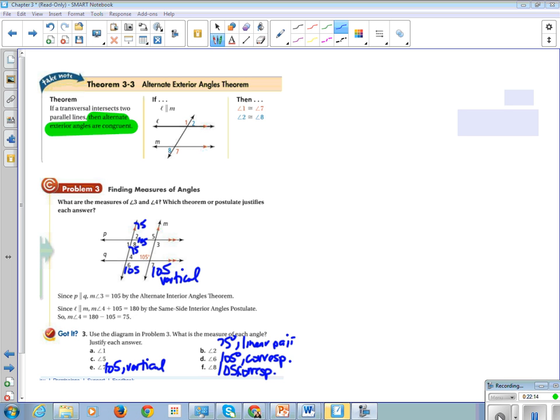I mean 75. This is going to say linear pair. Just getting squished. Angle 5 is congruent to angle 2 because corresponding angles are congruent. That goes to 5.